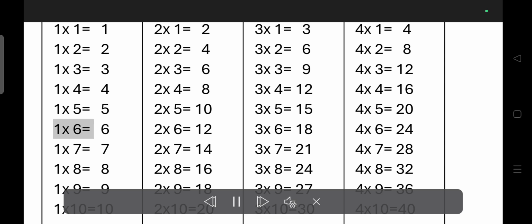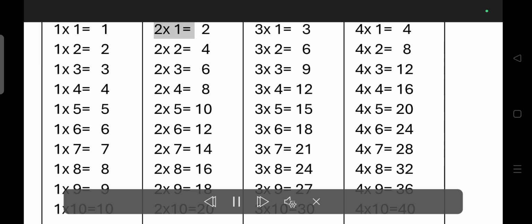1 times 6 is equal to 6. 1 times 7 is equal to 7. 1 times 8 is equal to 8. 1 times 9 is equal to 9. 1 times 10 is equal to 10.